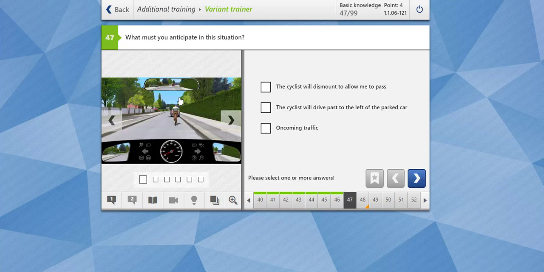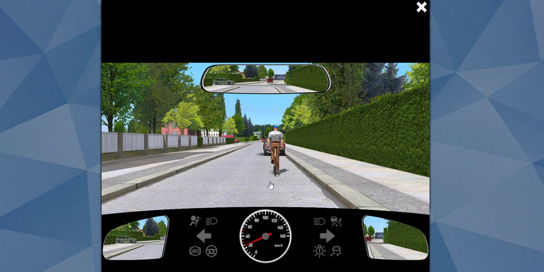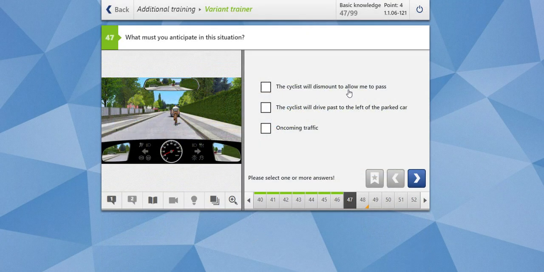What must you anticipate in this situation? So what we are seeing here, there is a cyclist and there is a vehicle in front of the cyclist. What would happen, right? The cyclist will drive past the vehicle. The cyclist will dismount to allow me to pass? No, the cyclist will not wait.